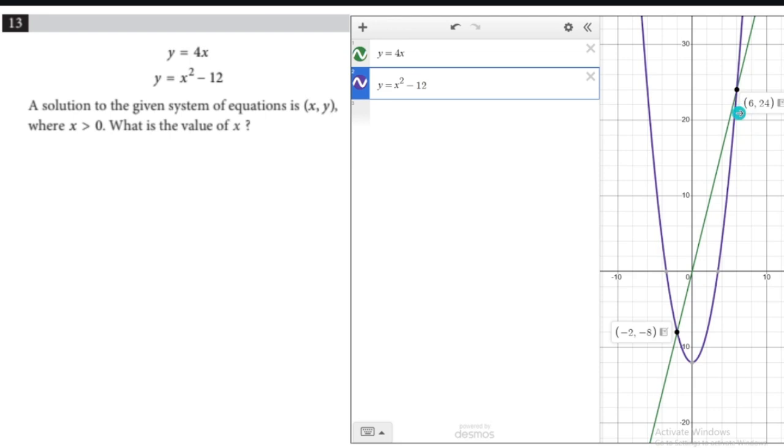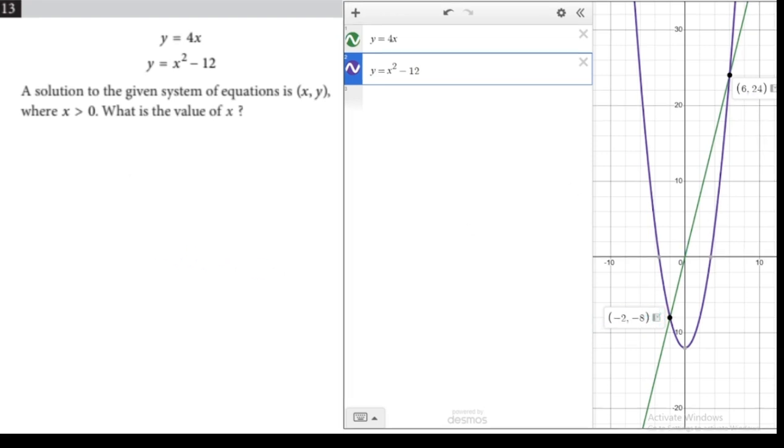When we say we want the solution, we are asking for the x coordinate only. He didn't ask for the point, he asked for a solution. The solutions are 6, the x coordinate here, or minus 2. But he also said x is greater than 0, so we will neglect this one, and the answer is x equals 6.